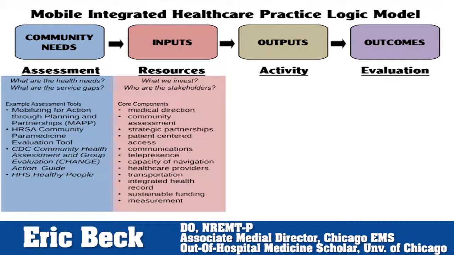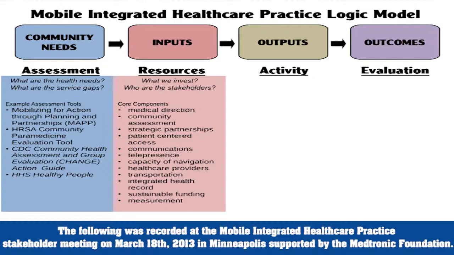We came up with 12 core components that we think are foundational in having a successful mobile integrated healthcare practice: medical direction, the capacity for community assessment, strategic partnerships, patient-centered access, communications infrastructure, a call center of some sort, telepresence technology, the capacity to navigate patients through the system, a set of healthcare providers, and again, that's something larger than just EMS providers, transportation for mobility, integrated health record information exchange, sustainable funding, and the capacity for measurement.